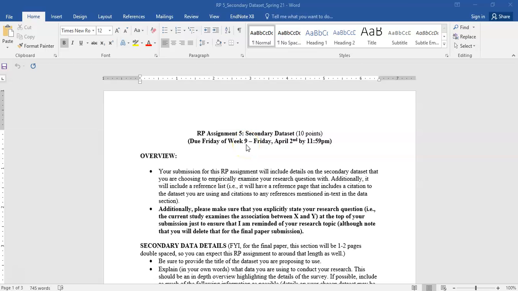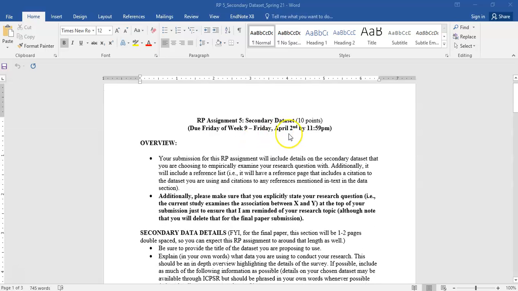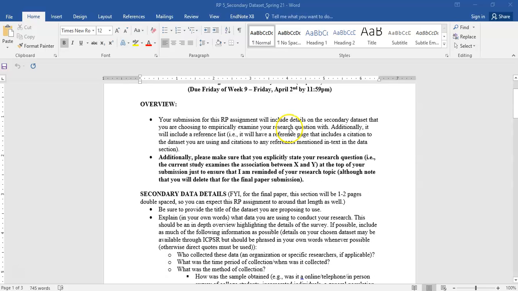So an overview of this particular assignment, the first thing to note is the due date is Friday, April 2nd, as long as it's submitted before 11:59 p.m. Again, with all of our other assignments, this will be submitted to OnCourse, okay? So for an overview of the assignment, this particular submission will include the secondary dataset section of your paper, and that will essentially require you to describe the data set that you are proposing to use.